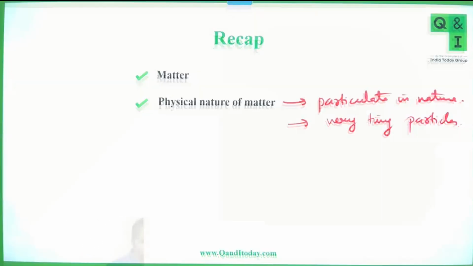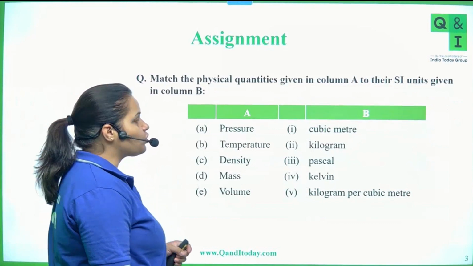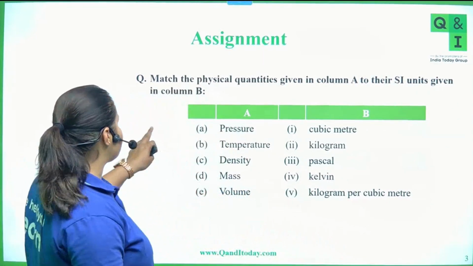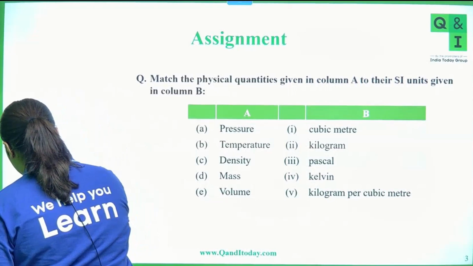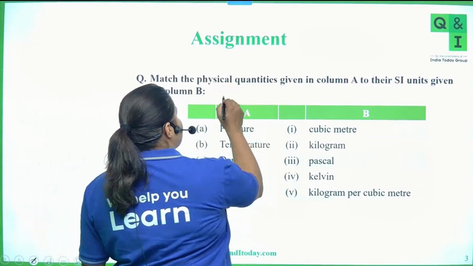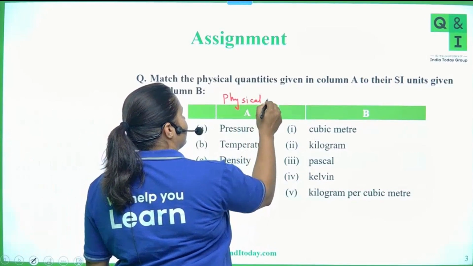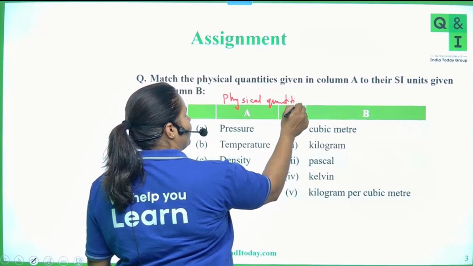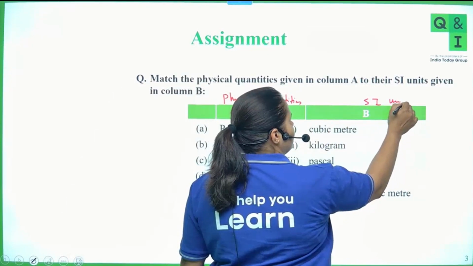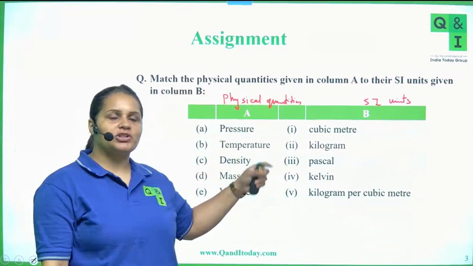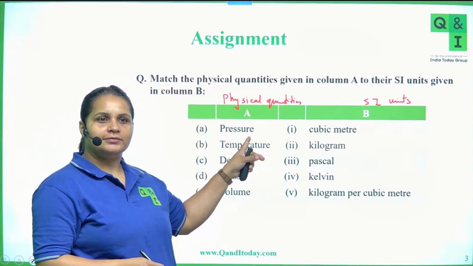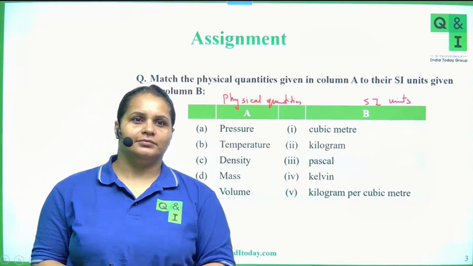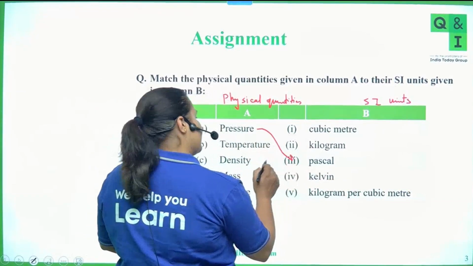Okay, so moving ahead, coming to the assignment now. I gave you 2 questions to match the following. Here is the first question, where the physical quantity is given and you have to match it with its SI unit. So these are the physical quantities and B is telling you the SI units. So pressure, SI unit of pressure. Pascal, correct. Exactly.